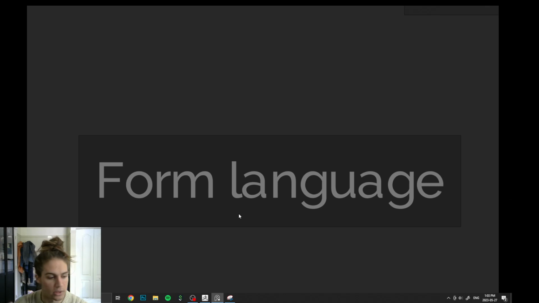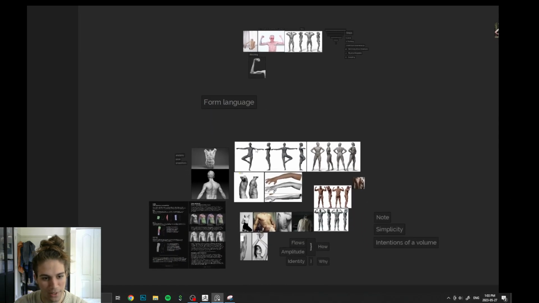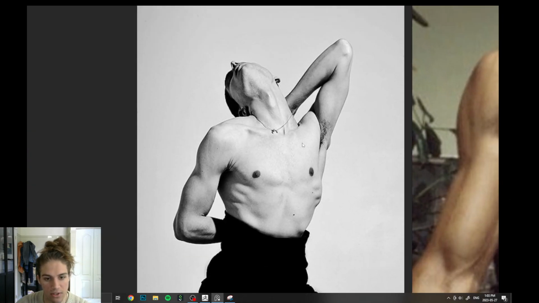And so slowly and surely, we're gonna build our understanding of form language by looking at references and trying to understand how it works. I brought a bunch of references, and I have some sort of mess of words and stuff over here. We're gonna try to make sense of this. If we're looking at a reference, there is a way that folds create themselves. There's a way that muscles group themselves together through skin. There's a way that tendons feel. There's a way that the skin quality has a certain feeling.